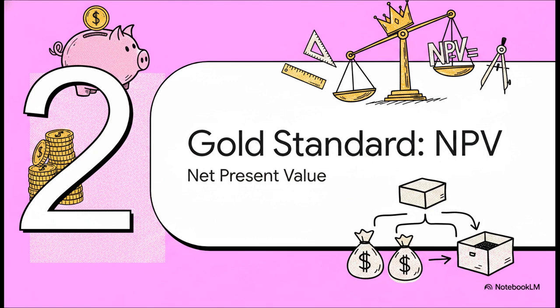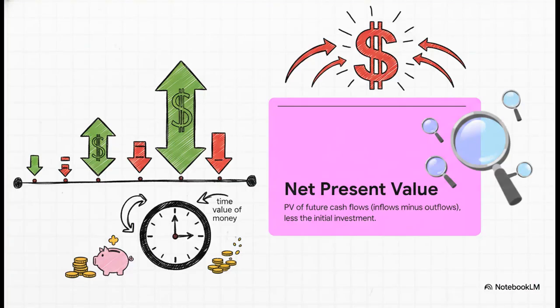Section 2. The gold standard, NPV. So now that we know our main objective is wealth creation, we need a tool that perfectly measures it, right? Enter net present value, the absolute gold standard tool in the CFO's arsenal. But what exactly is it? Put simply, net present value is the sum of the present values of all future cash flows. So that's your inflows minus your outflows, less your initial investment.